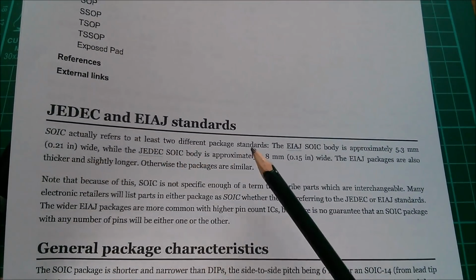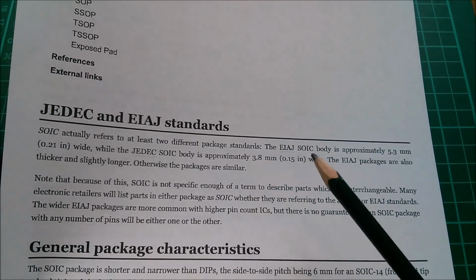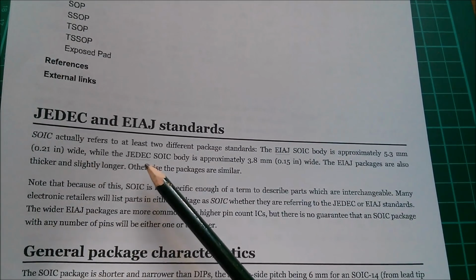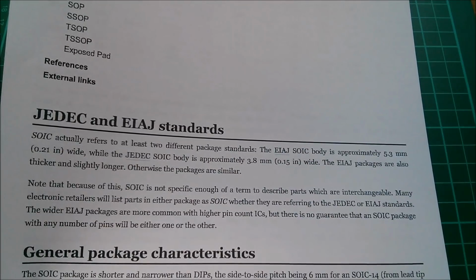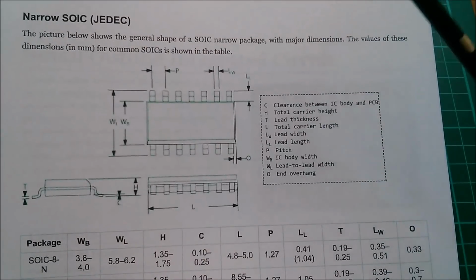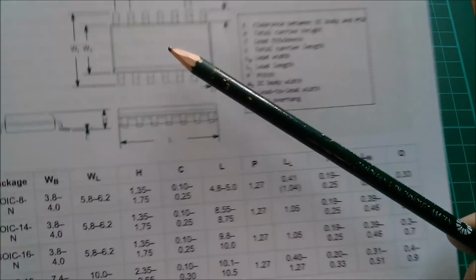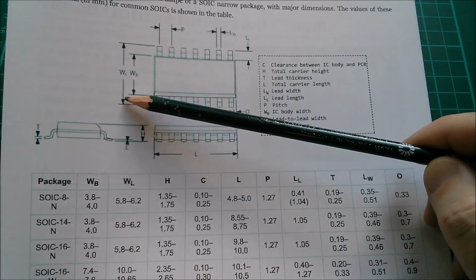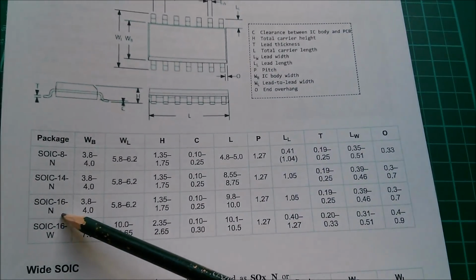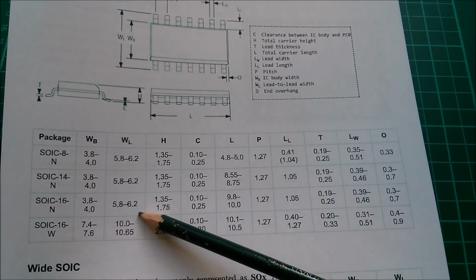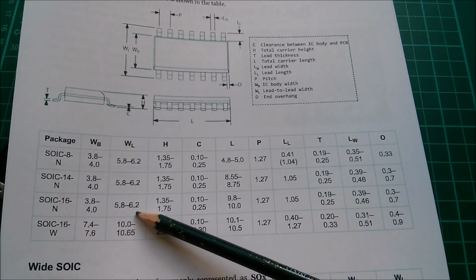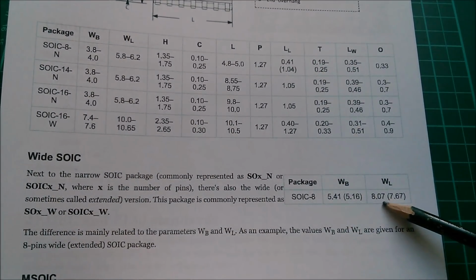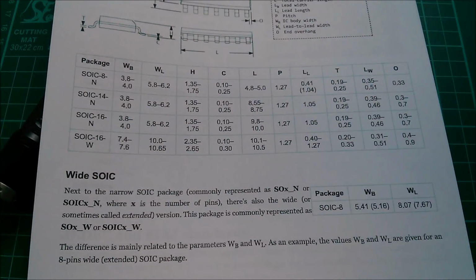SOIC actually refers to at least two different package standards. Oh, here we go. Look, the EIAJ SOIC body is approximately 5.3 millimeters wide, while the JEDEC SOIC body is 3.8 millimeters wide. Oh, great. And here we have narrow SOIC, the JEDEC one, and the width we're interested in. I mean, I'm really interested in the width from the tip of the pin to the tip of the pin, this WL. So SOIC 16N, N for narrow, and WL is between 5.8 and 6.2 millimeters, so about 6 millimeters. But then there's wide SOIC, and that one is 8.07 millimeters. Oh, there are two SOIC types.